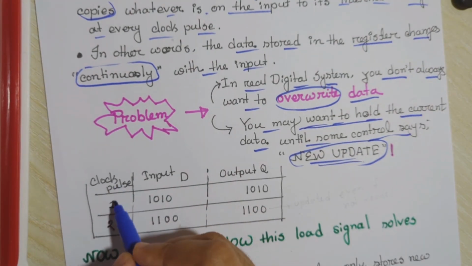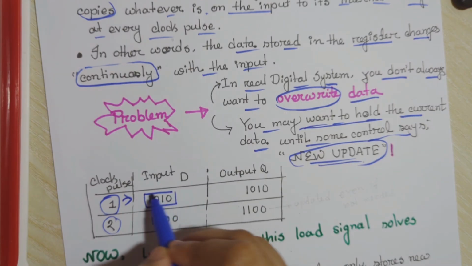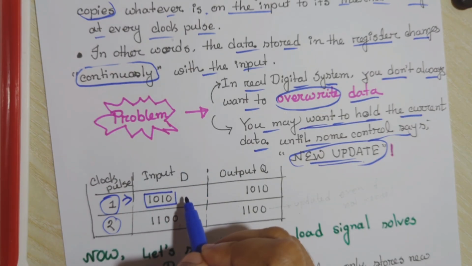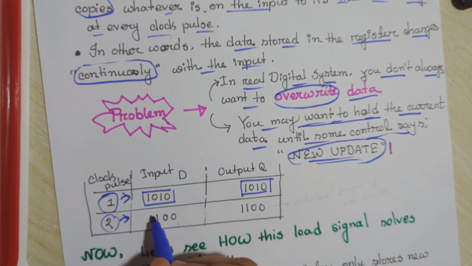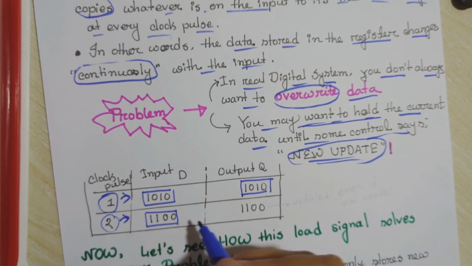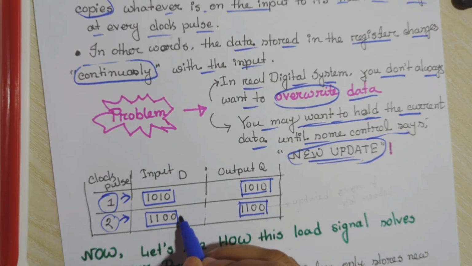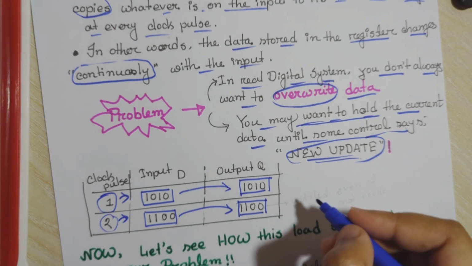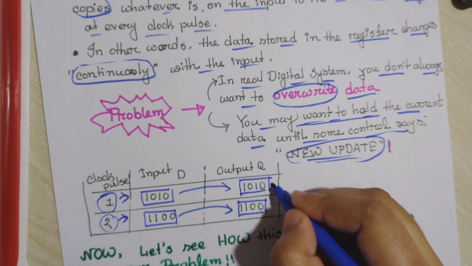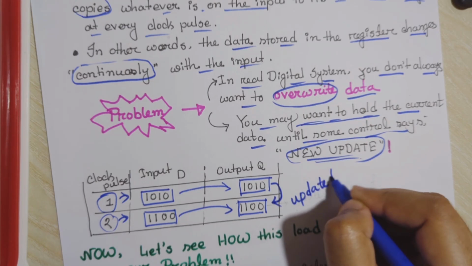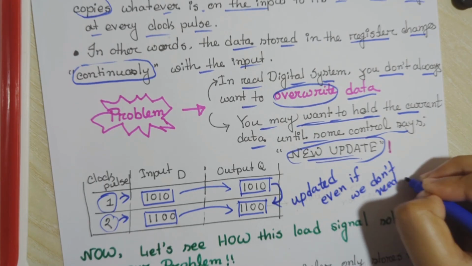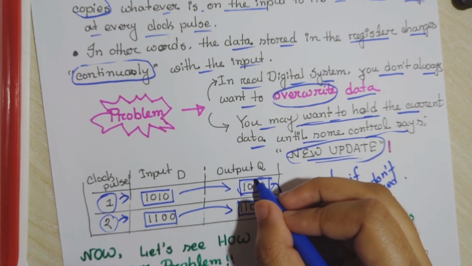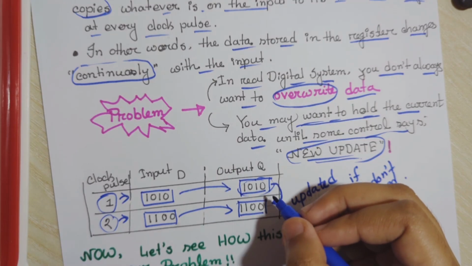See the table. Here is the first clock pulse and here the second clock pulse. At the first clock pulse, we gave 1010 as our input to the 4 D flip-flops, and we got the same as our output. At the second clock pulse, we gave a different input, 1100, and we also get the same output that was given at the input. Here the output is updated even if we don't need this update. If we want to hold the previous data, then this will not be useful for storing previous data.